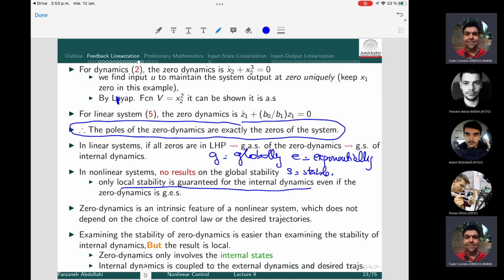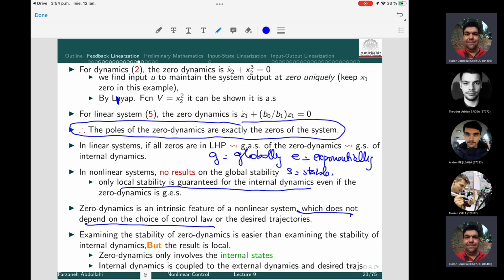Zero dynamics is an intrinsic feature of a nonlinear system, which does not depend on the choice of the control law or the desired trajectories. Also, when you have a linear system and a transfer function, the zeros of the transfer function are the zeros of the transfer function. It doesn't matter which input you pick. The output matters because the output defines the transfer function, but the input is not relevant in this case, so it doesn't change anything.